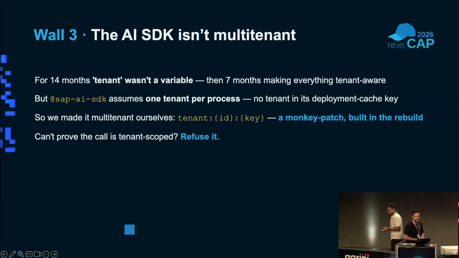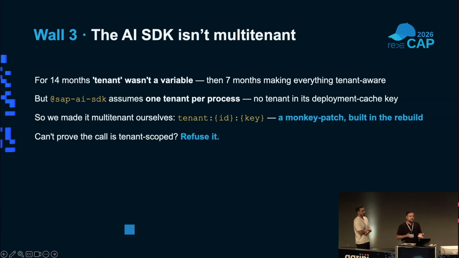Hello. Thank you, Mudafer. So for the third wall, the AI SDK isn't really multi-tenant. For our first 14 months, tenant wasn't a variable, right? So then we made it one. And we spent 7 months to chase everything that assumed it wasn't. So data was easy. It's just like CAP plus MTX. Our sidecars give you an HDI container, your schemas, everything is isolated per tenant. But there is nowhere tenant anywhere.